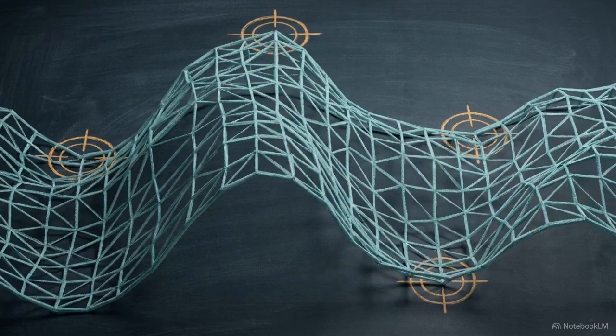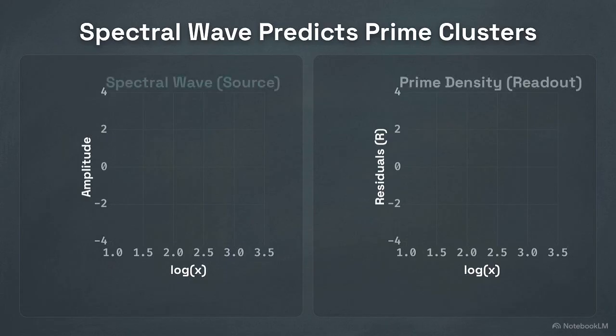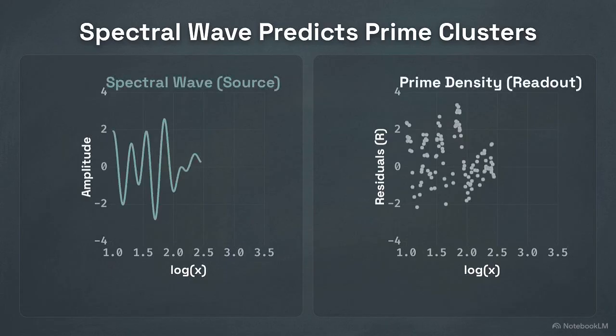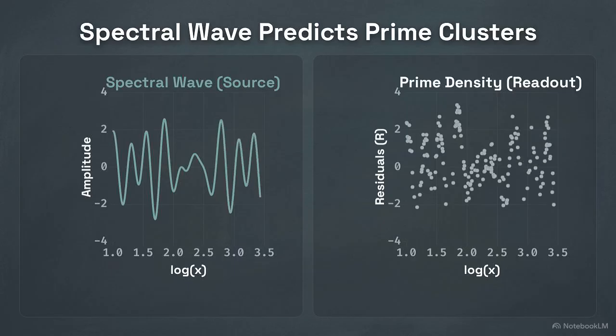If this wave system is real, we should be able to track its peaks and valleys to predict future prime activity. The smooth predicted wave on the left forecasts the prime distribution on the right. Dense prime clusters perfectly align with the wave's peaks. Crucially, this predictor uses only the spectral wave, never training on the actual primes it predicts.